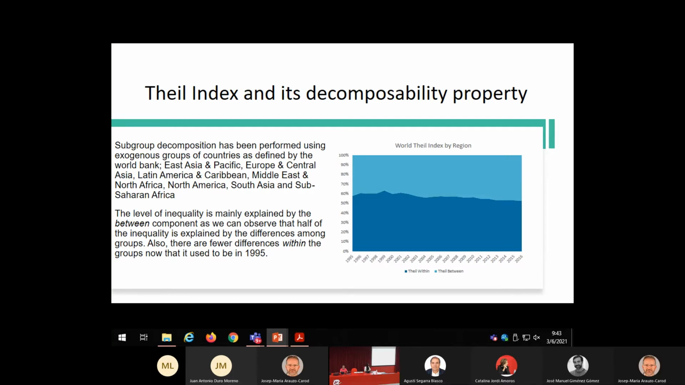And here you can see that half of the inequality is explained by the inequality between the groups, which is about 50%. And the difference within the groups is lower in 2016 compared to 1995, which is the beginning of the chart. If you see, you can see it's going down.